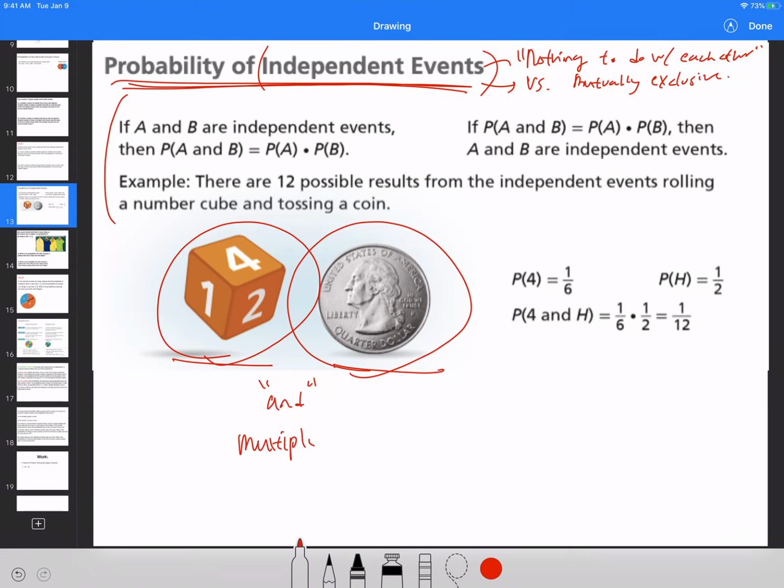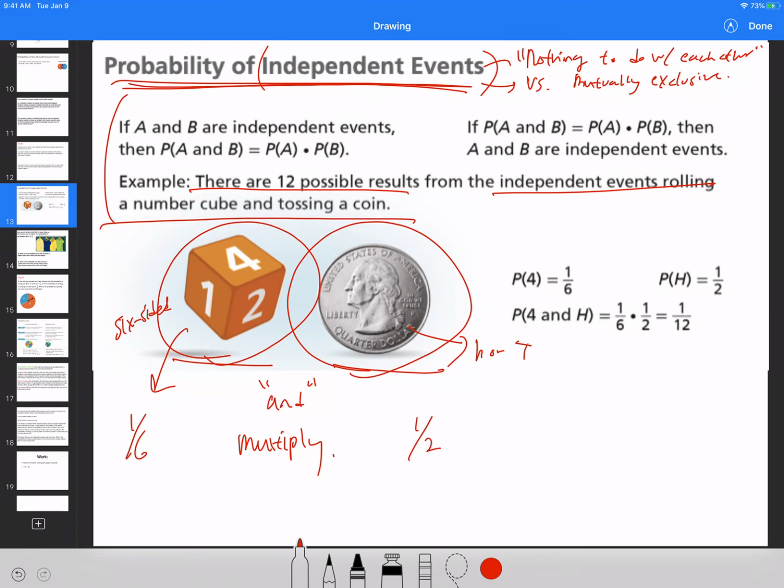So, for example, there are 12 possible results from the independent events of rolling a number cube and tossing a coin. Rolling a cube is 1 out of 6 because there's a 6-sided die, and flipping a coin is either heads or tails, so it's going to be 1 out of 2.